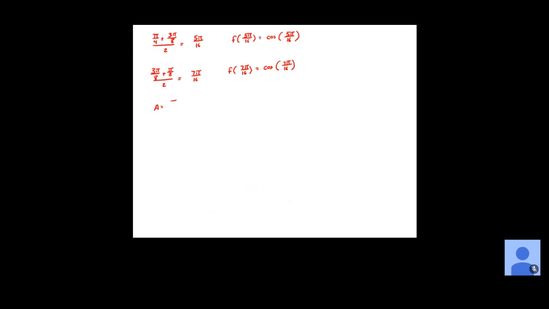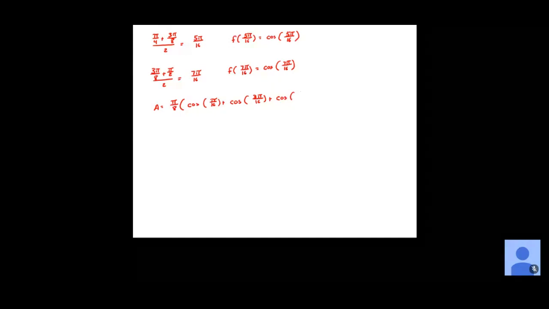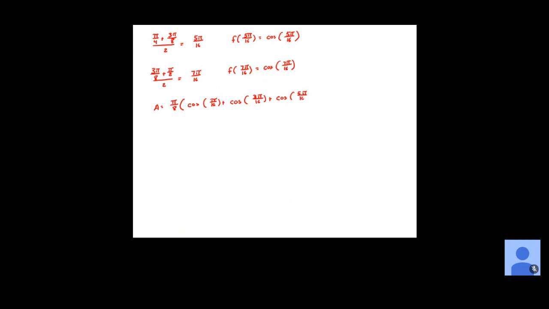All right, so we're going to start here with pi over 8. That's our width. And now we're just going to add together all the heights, right? Well, that was just cosine of the first one was pi over 16, plus cosine of 3 pi over 16, plus cosine of 5 pi over 16, plus cosine of 7 pi over 16.